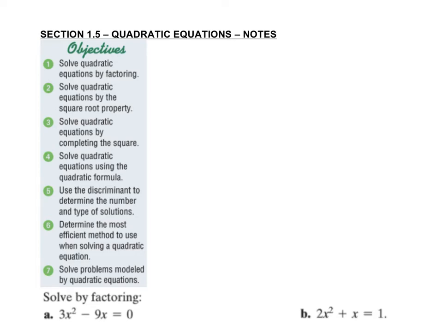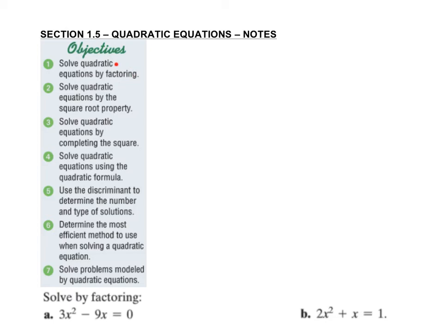This is a video over section 1.5 and we're going to be talking about quadratic equations. So we're going to be solving quadratic equations by all of the methods. The first one we have is factoring. The second one we have is the square root property. And then we complete the square, and then we have the quadratic formula. So these are the four methods that you can use.